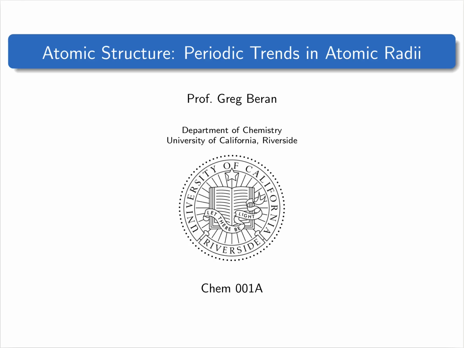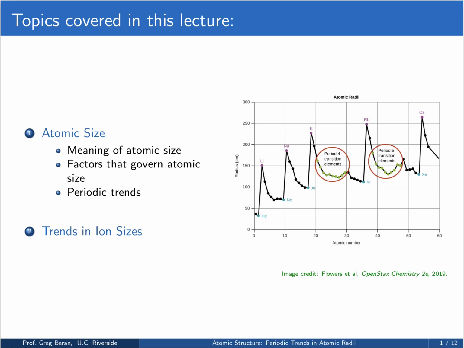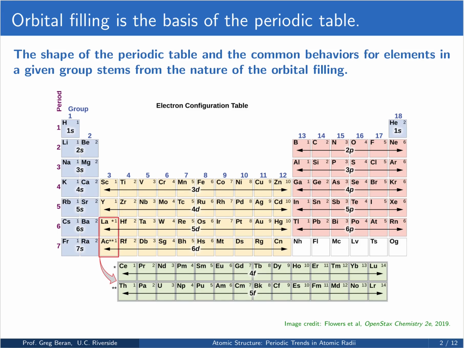We'll conclude this unit with two lectures describing how certain atomic properties exhibit systematic trends across the periodic table. In this lecture, we'll talk about what we mean by size, the physical factors that govern it, and the periodic trends. Then we'll look at how these trends are modified when we form ions.